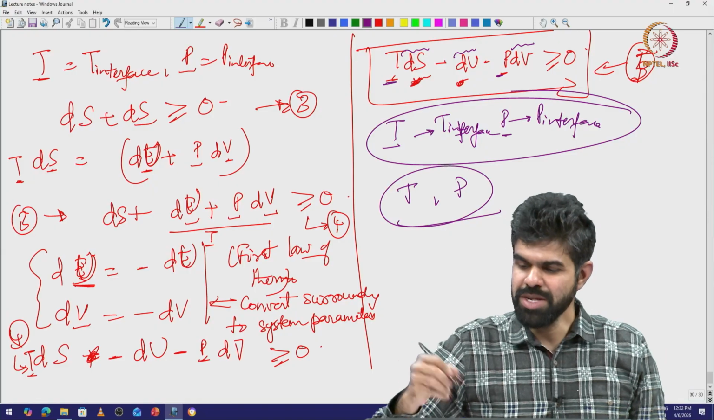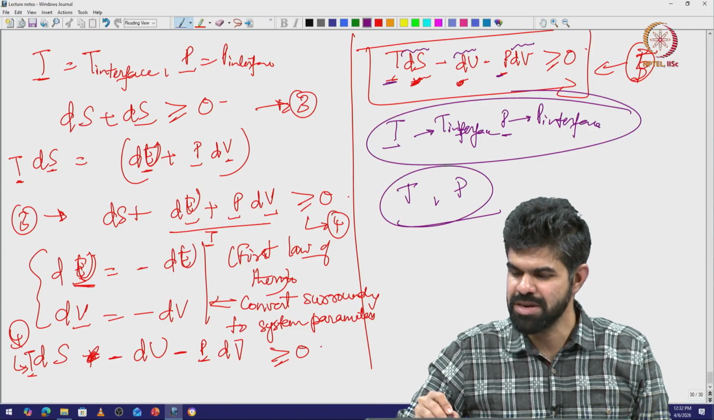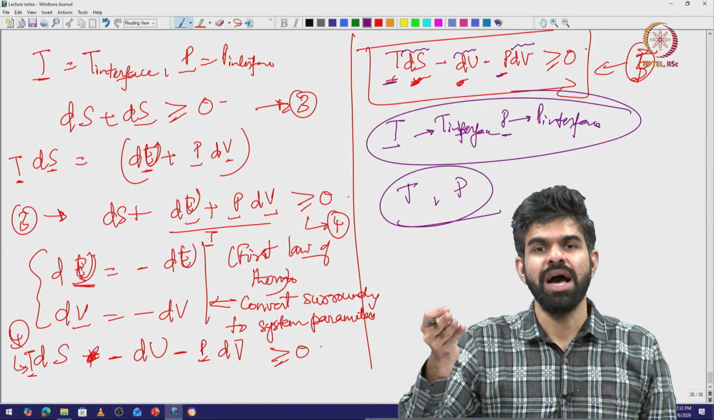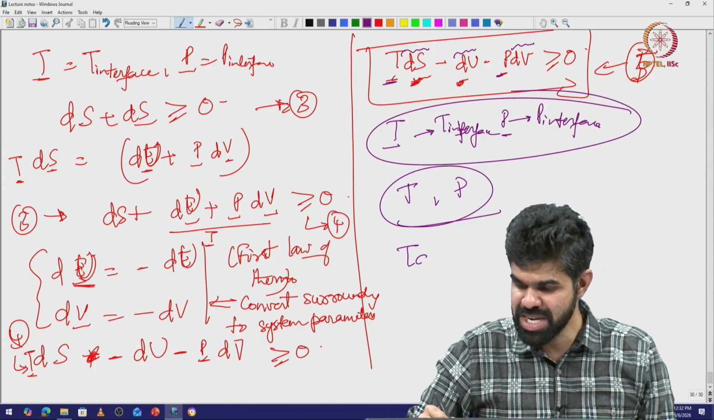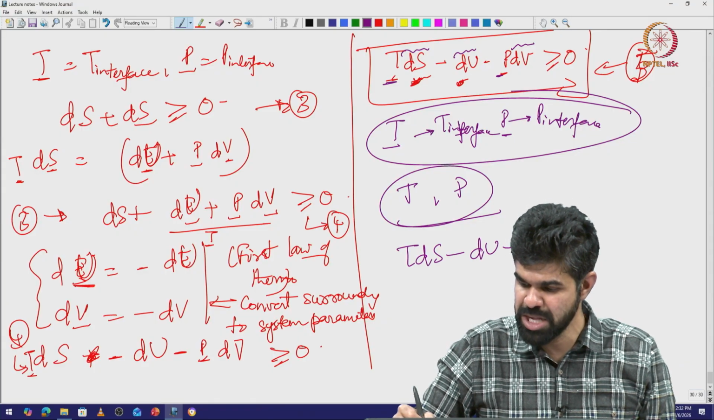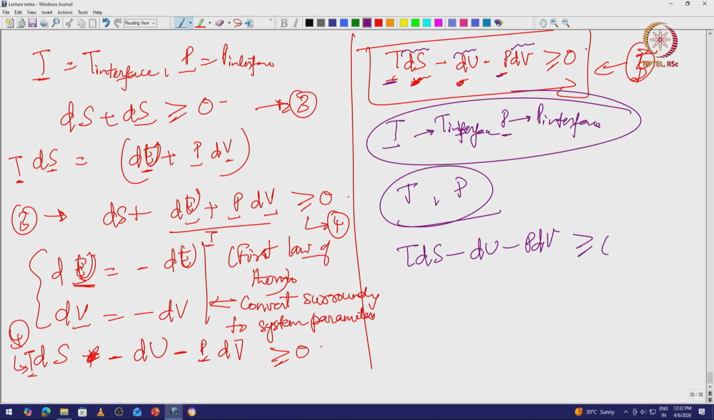Okay. So essentially, T and P, I am going to just write now this equation as T ds minus du minus P dv is greater than or equal to 0, with a caveat that T and P are the definable temperatures and pressures of the interfaces between the system and the surrounding. We'll develop it even more.